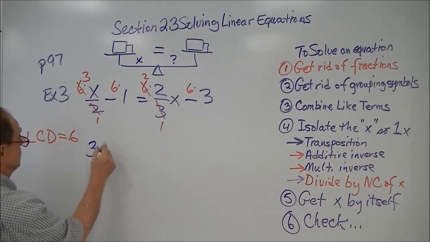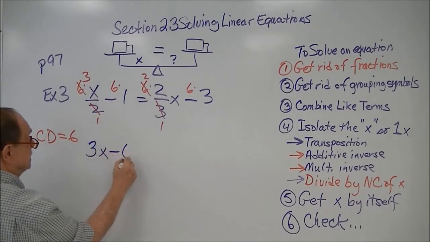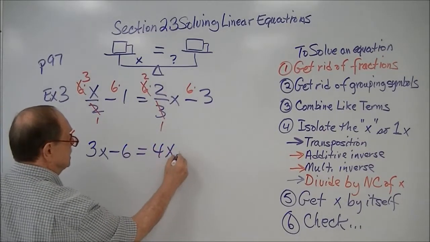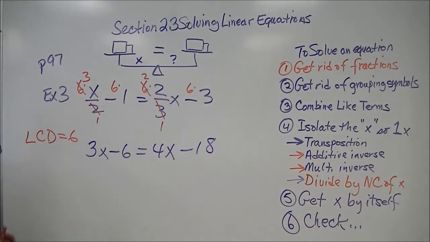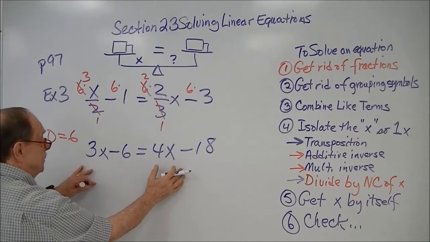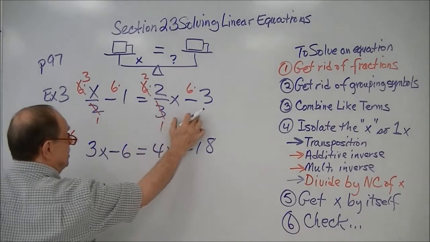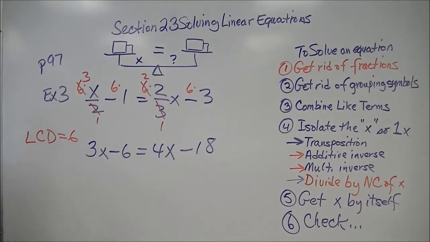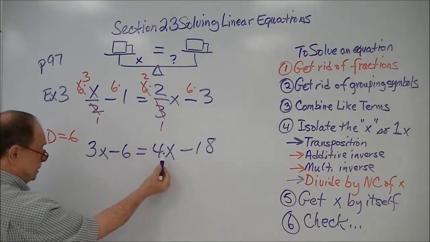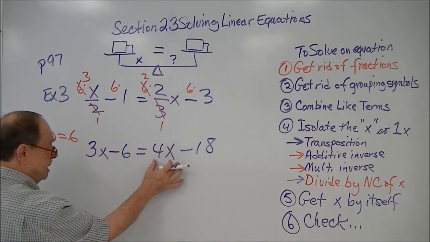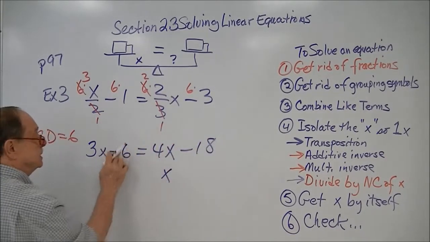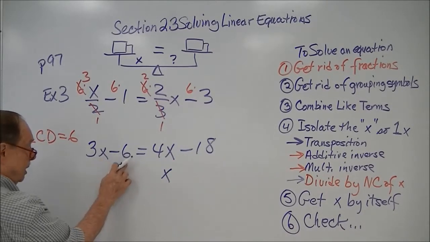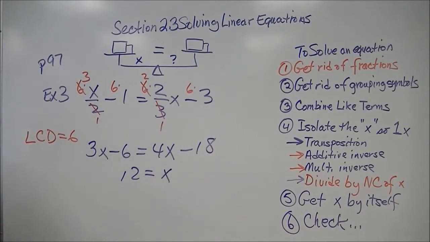So this is going to be 3x minus 6 equals 4x minus 18. We have made an equivalent equation without fractions by multiplying each term by the lowest common denominator. And now we just do our transposition. We want our x's to be positive. Transpose the 3x, that becomes a negative 3x, x. Transpose this, that becomes a positive 18 minus 6 gives us a 12. And there is our solution. Wow. Just using that little technique of getting rid of fractions by multiplying every term by the least common denominator.